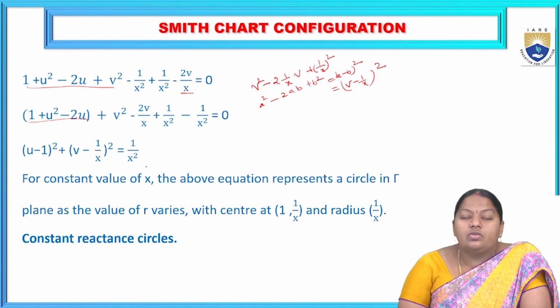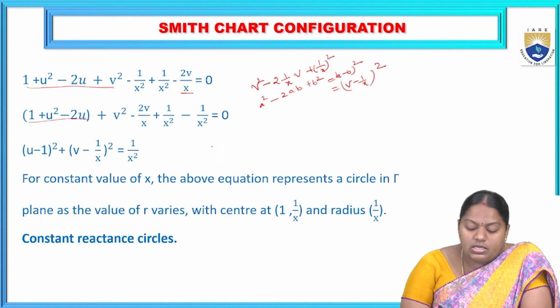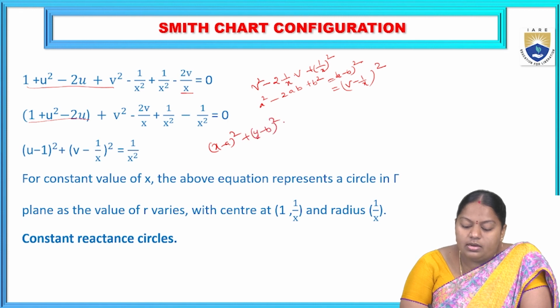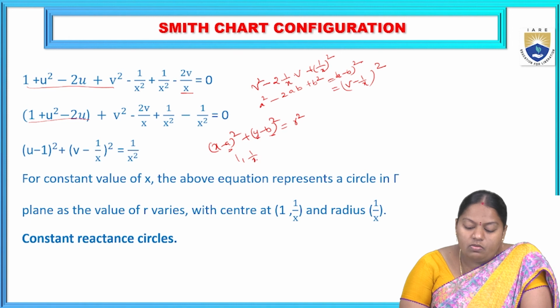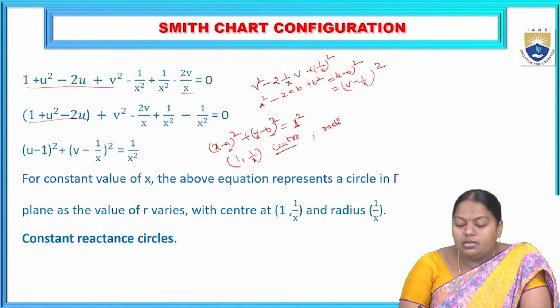As usual, it looks like the circle equation, (x minus a) whole square plus (y minus b) whole square equal to radius square, r square. Now from this equation, what are the values of a and b? a is 1 and b is 1 by x. This is given as the center for these reactance circles, and in place of r we have 1 by x, so the radius is given by 1 by x.